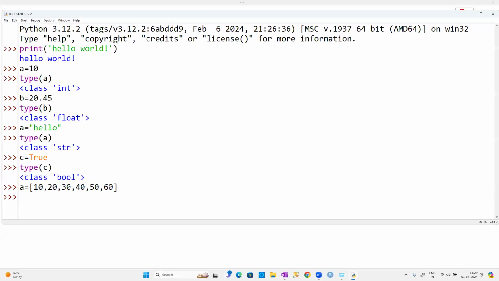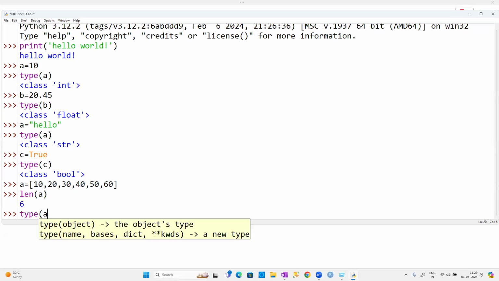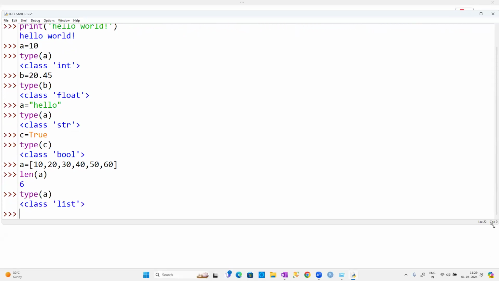You can also find the length of the list. Length of A is going to say 6. What is the type of A? It is going to say it is a class, the list class. I already discussed why the name class comes: because Python is object-oriented, and there is relevance to that particular class. We'll discuss that class also, guys.